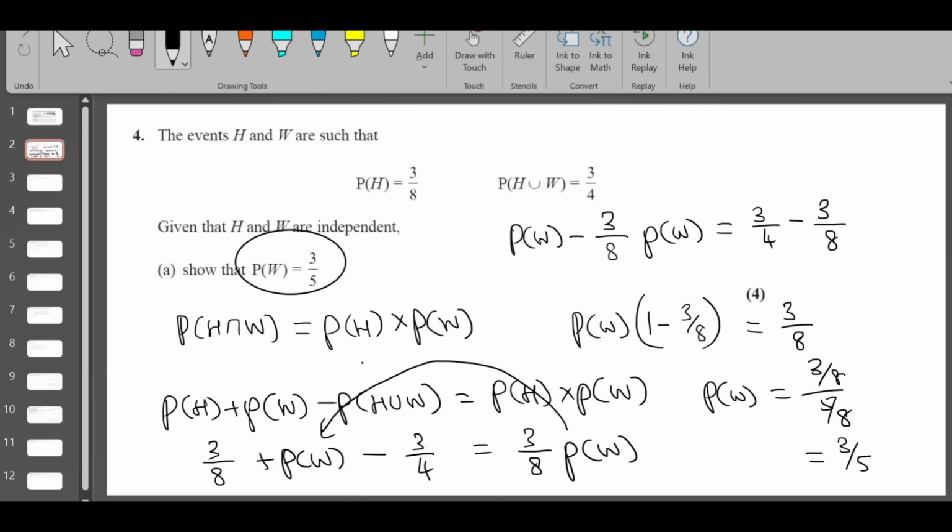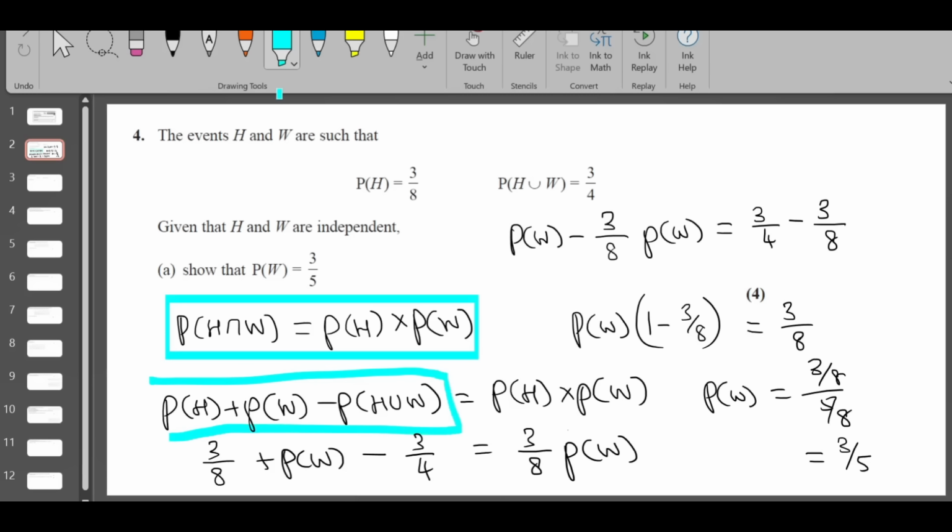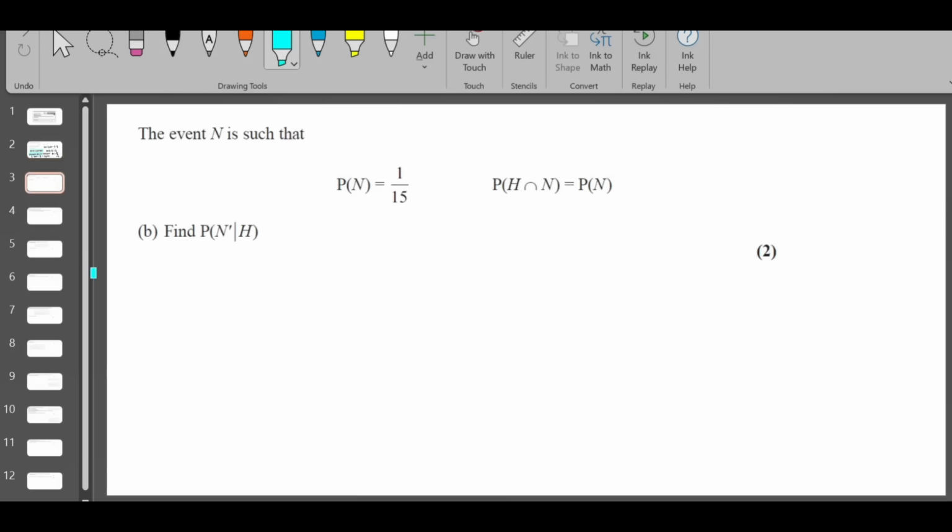It's a 4-mark question. So to solve this question, you need to know this rule for independent events, and then you need to know this rule, the probability addition formula. That's all. Let's move on to part B.